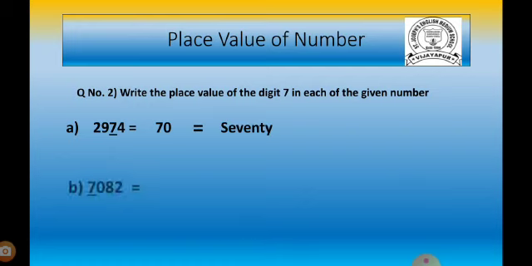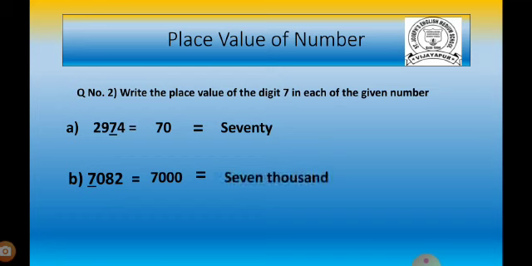Next, B question, one more. In this question, 7082. What is the place of the 7? It is in the thousands place. We read it as 7000. See, we have to write it in spellings also, 7000. This is the completion of question number 2.